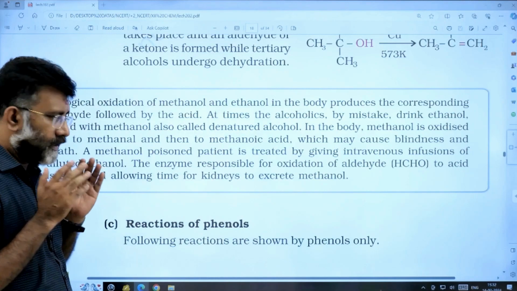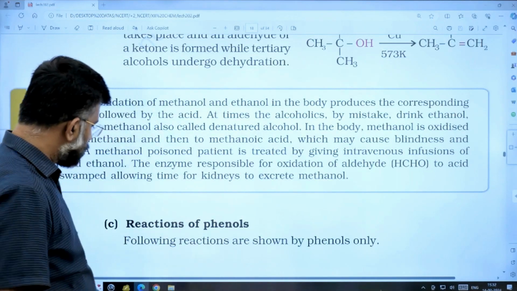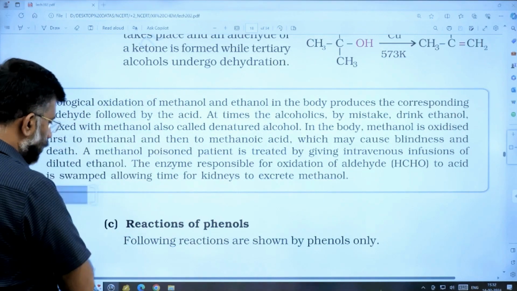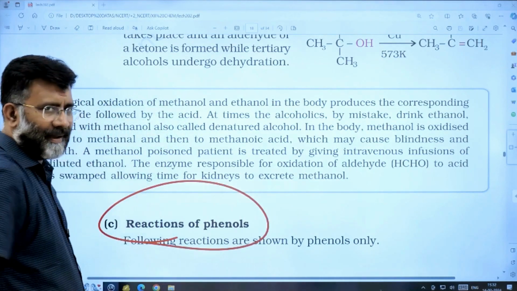And now the discussion is on reactions of phenol. Now it is on to some important reactions of phenol.